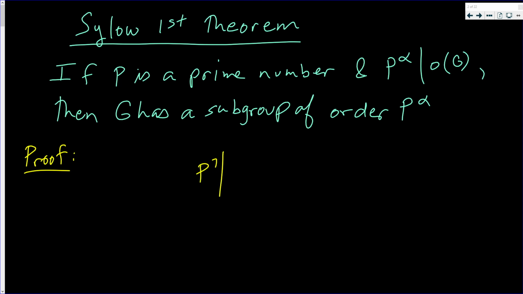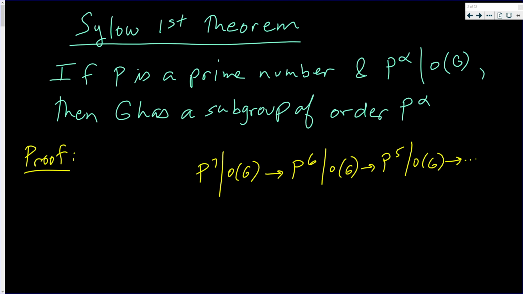If p to the 7 divides the order of G, well then that implies that p to the 6 divides the order of G, and p to the 5 divides the order of G, all the way down to p divides the order of G. That is, this group G will have a subgroup of order p to the 7, another one of order p to the 6, one of p to the 5, all the way down to p.